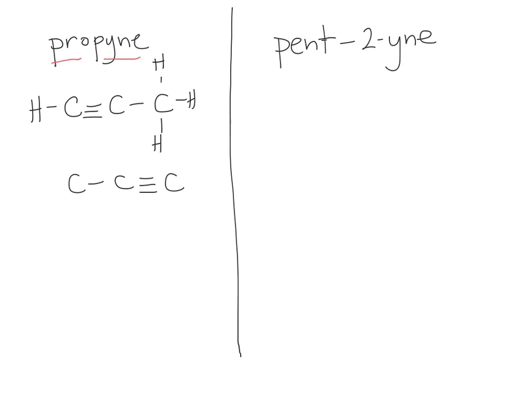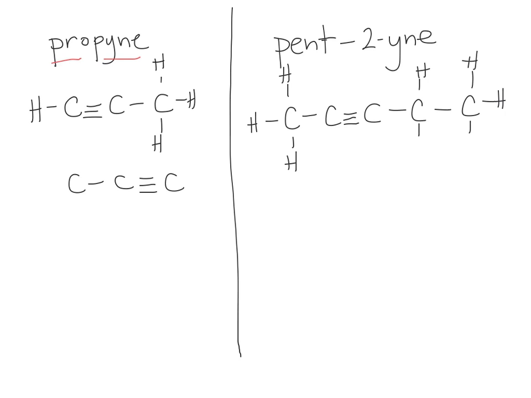Pent-2-yne. So this is telling us our longest carbon chain has 5 carbons for pent. And it's saying that after carbon 2, we have our triple bond. So each carbon has to have 4 bonds. So add lines to make 4 bonds for each carbon. Then put on your hydrogens. And there you have pent-2-yne, otherwise known as 2-pentyne.